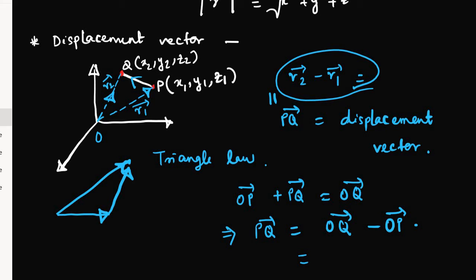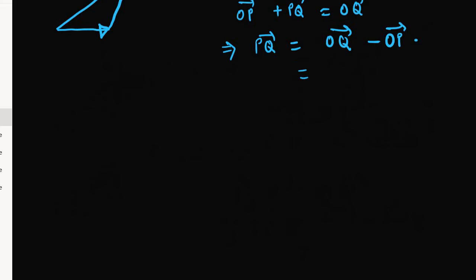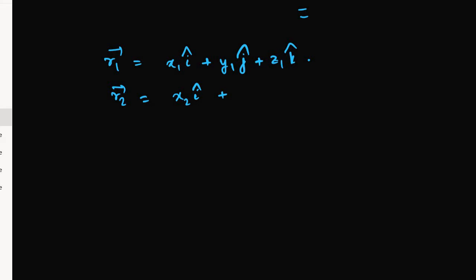Same again, you have to write what R1 is and what R2 is. R1 vector is x1 i cap plus y1 j cap plus z1 k cap, like this. Now what is the R2 vector? R2 vector is x2 i cap. All the orthogonal unit vectors will be the same, no variation. Only the components are being varied, because these are basically numerical quantities. So that's why I am not varying them.